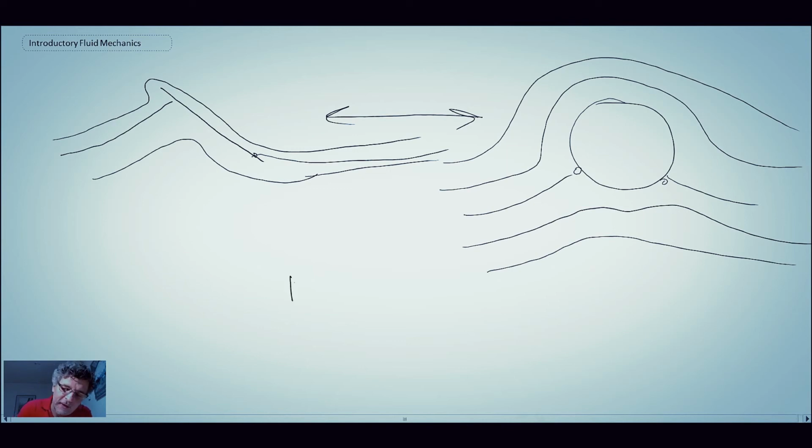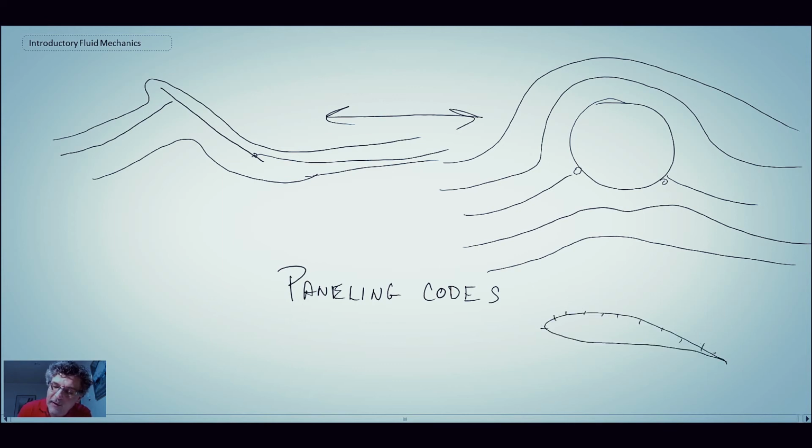It has also led to things such as paneling codes. And paneling codes are numerical methods that enable you to compute the pressure distribution about bodies. So you can have an airfoil like that. You break it up into a bunch of little panels. Each of the panels has different singularities on it, a source, a sink. You can have vortex panels, but with that you can then model the flow field.